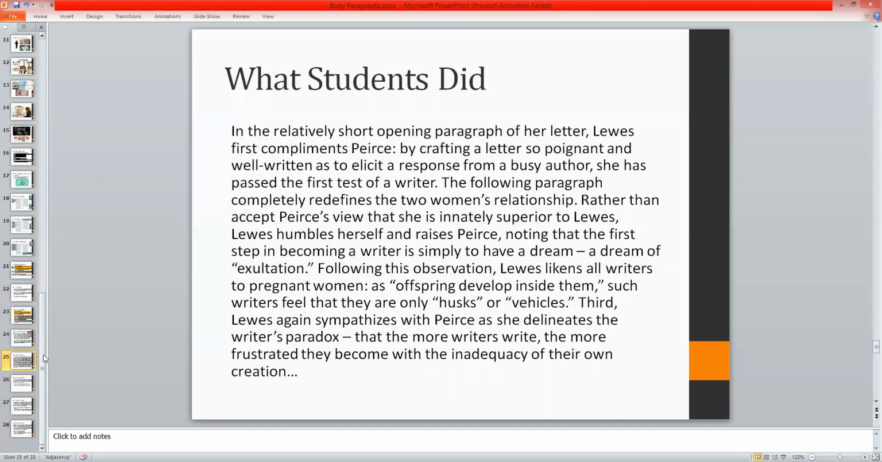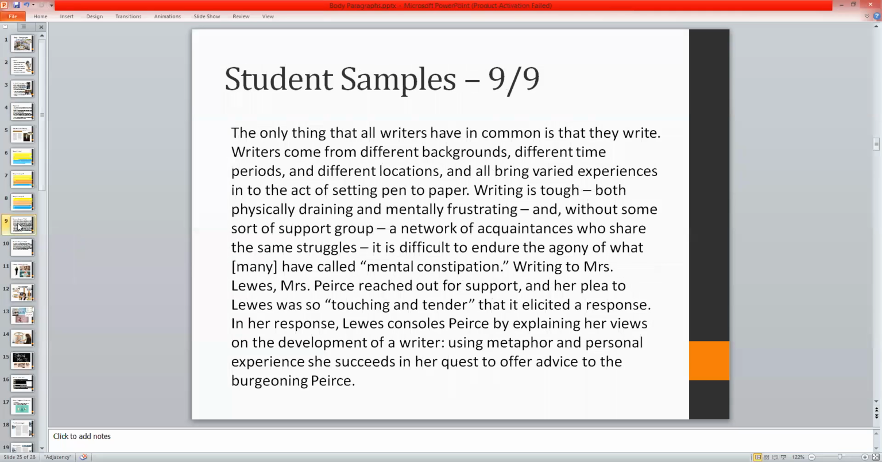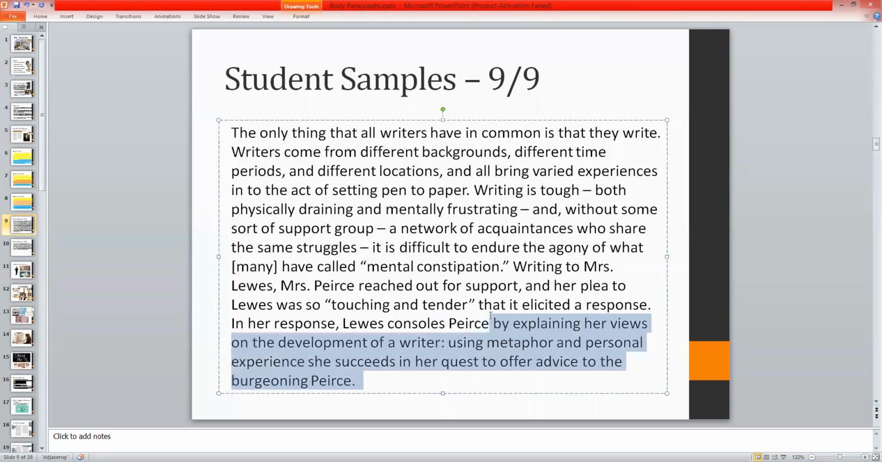If you want to refresh real quick, you have the slides later on, but a quick recap. This is the first body paragraph of the student who wrote the sample thesis or intro paragraph that we read together. Her, or his, I don't know, thesis was: writing to Miss Lewis, Miss Pierce reached out for support, and her plea to Lewis was so, quote, touching and tender that it elicited a response. In response, Lewis consoles Pierce by explaining her views on the development of a writer. Using metaphor and personal experiences, she succeeds in her quest to offer advice to the burgeoning Pierce.